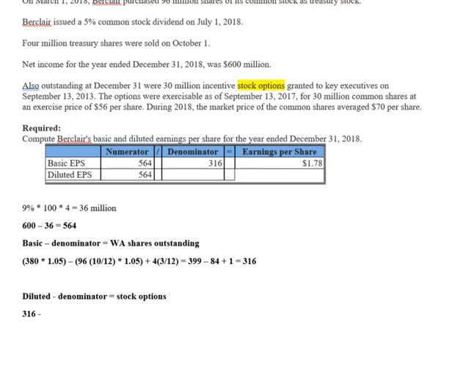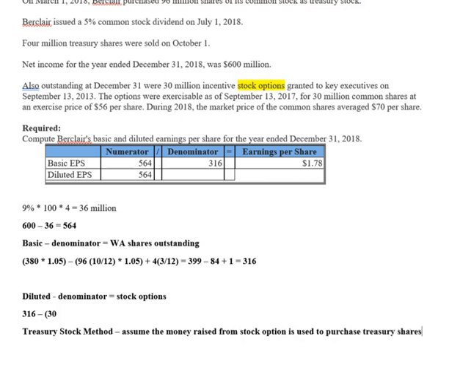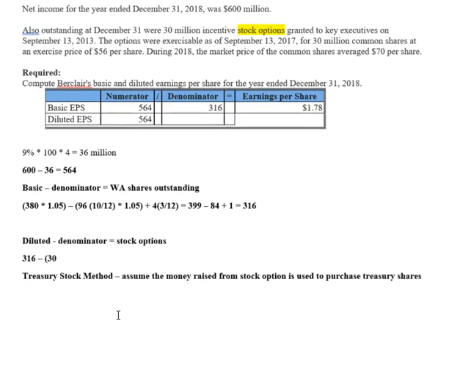Now, our initial instinct is to just subtract 30. But when we have stock options, what we have to consider is what we call the Treasury stock method. In our Treasury stock method, we assume the money raised from the stock option is used to purchase Treasury shares. So if that's the case, that means not all 30 of those would remain outstanding for that period of time. Only a portion of them would be.